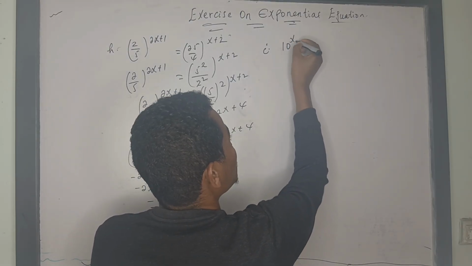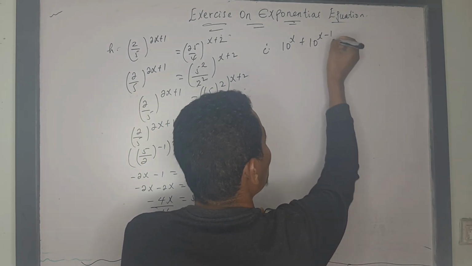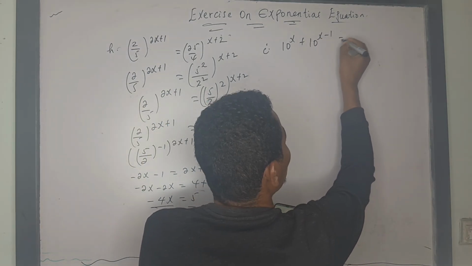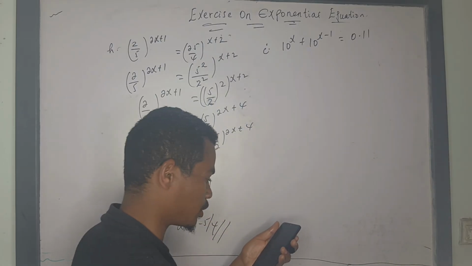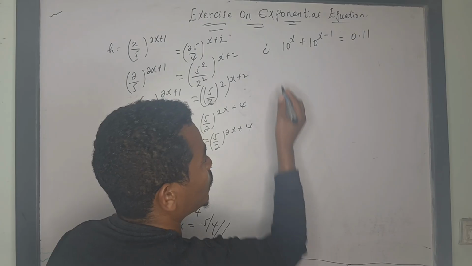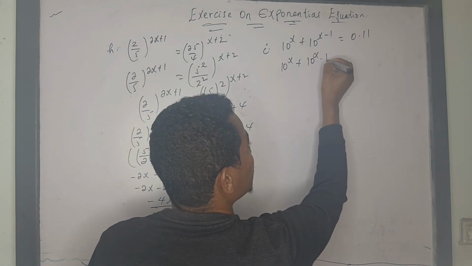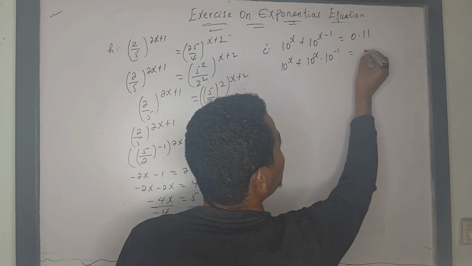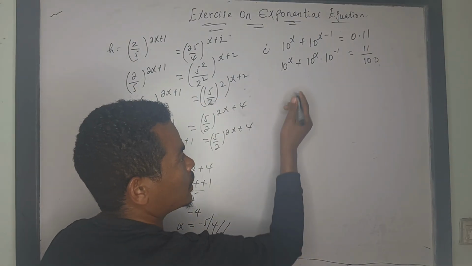10 the power of x plus 10 the power of x minus 1 is equal to 0.11. So 10 the power of x plus 10 the power of x times 10 the power of minus 1 is equal to 11 over 100.